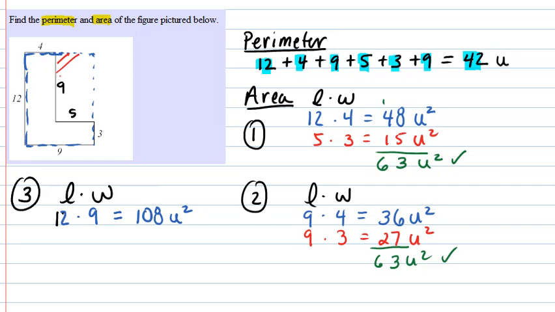Because remember, I'm looking at that L-shaped figure. So the blue rectangle is too big, but if I subtract the area of the red rectangle, I should end up with the same answer. The area of the red rectangle is 9 by 5. So 9 times 5 is 45 square units. And now I'm going to subtract those.